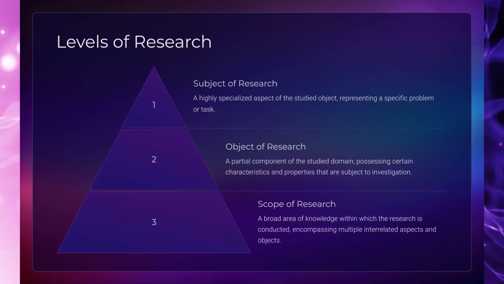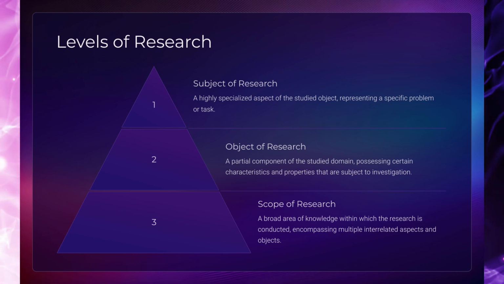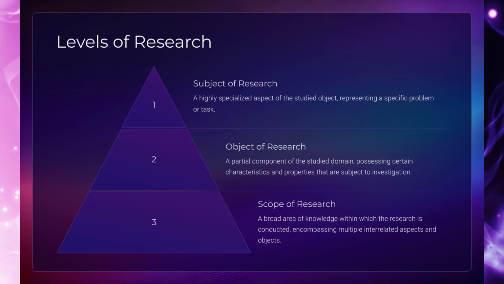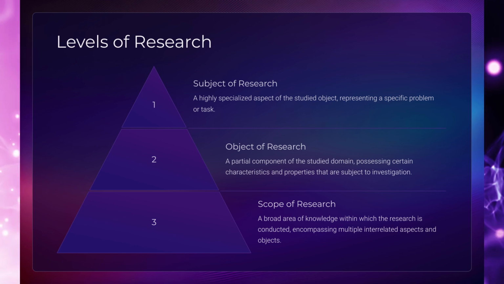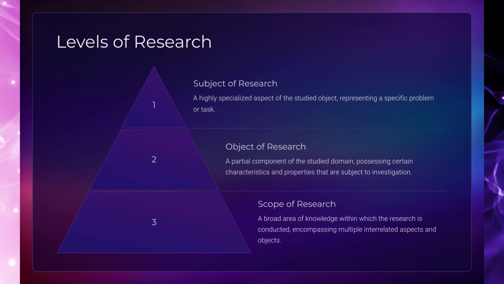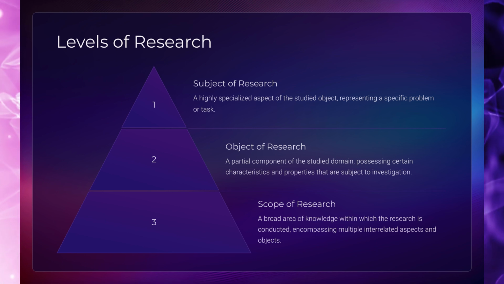To make research effective, it's important to understand the level at which we are working. This helps to stay focused and not spread ourselves too thin. First, we define the sphere of research, a broad area of knowledge or activity in which we conduct research. This could be medicine, information technology, art. Defining the sphere helps to set the boundaries of your research and understand where to look for information.